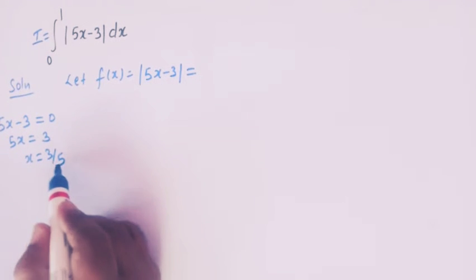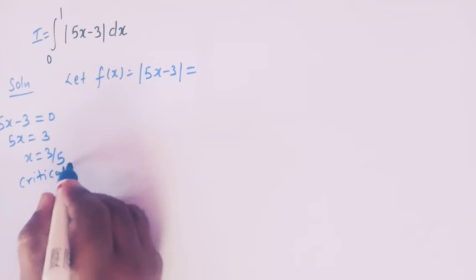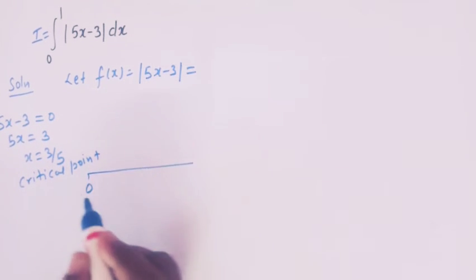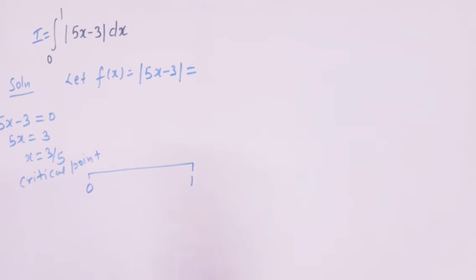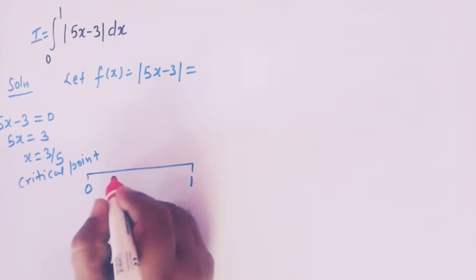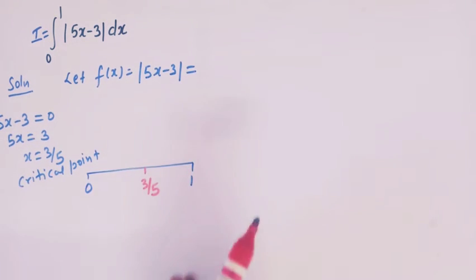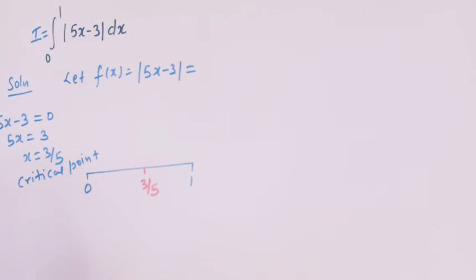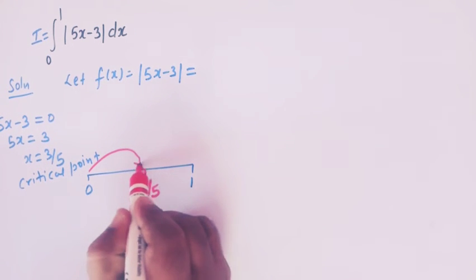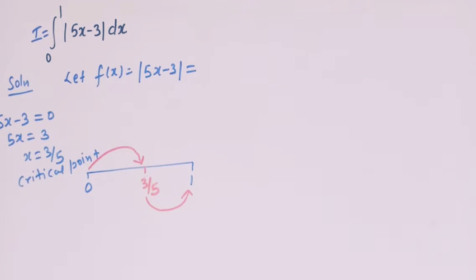So here 3 over 5 is the critical point, and we can see that if we have this number line, this is 0 and this is 1, then 3 over 5 lies somewhere here, right? So this is 3 over 5. So it implies that we have to break this integral into two parts, that is first from 0 to 3 over 5 and then from 3 over 5 to 1, right?